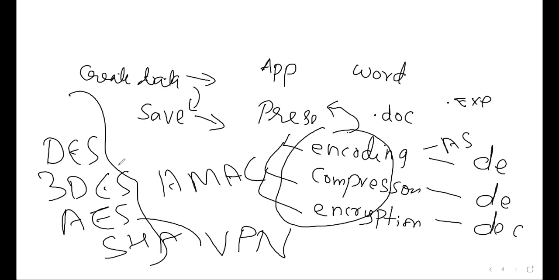So encryption means converting your data into ciphertext, which can be read only if the other party uses the same decryption methodology. Otherwise, the data will be invalid. You cannot read it. So these three functionalities can run in your system during the presentation layer functions.